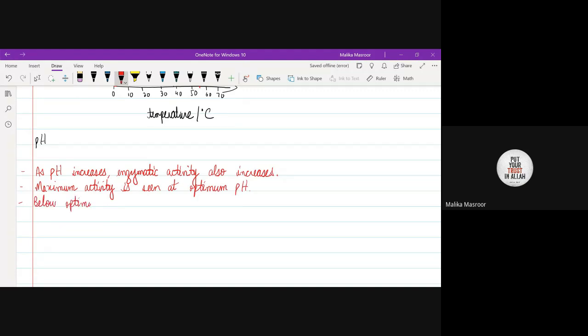Not denatured. Look at the word choice. I'm saying they become inactive. It means that if you increase the pH, they will return to normal. You cannot return a denatured enzyme to normal. You can return an inactive enzyme to normal.